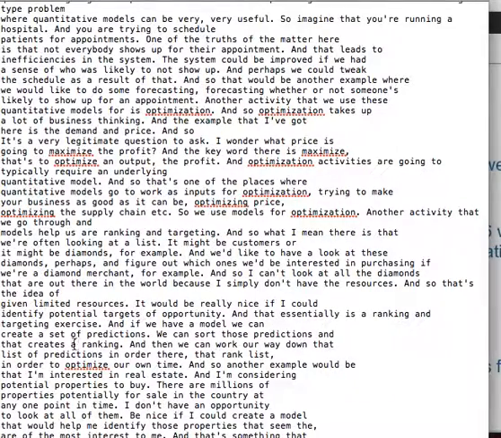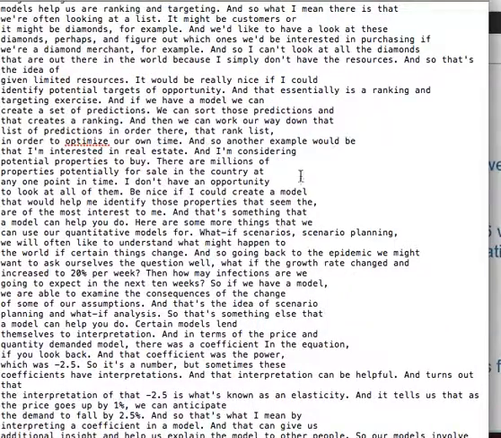If we have a model, we can create a set of predictions, we can sort these predictions, and that creates a ranking, and then we can work our way down the ranked list in order to optimize our own time. Another example would be that I'm interested in real estate and I'm considering potential properties to buy. There are millions of potential properties for sale in the country at any one point in time. I don't have an opportunity to look at all of them, but it would be nice if I could create a model that would help me identify the properties that are of more interest to me, and that's something a model can help you do.